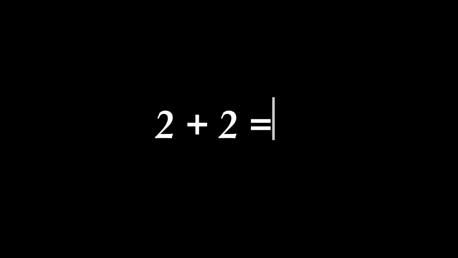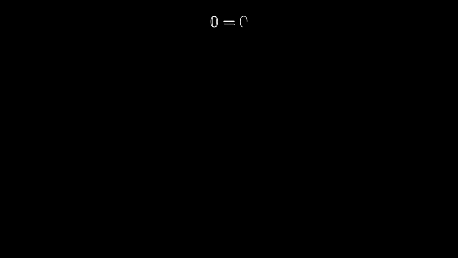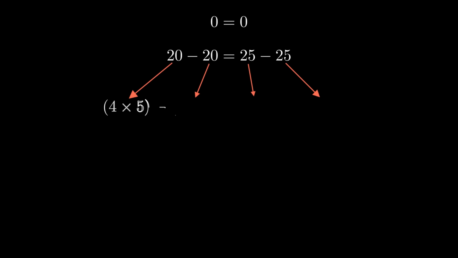2 plus 2 equals 5. Here is the proof. We start with 0 equals 0. From there, we can rewrite those zeros as 20 minus 20 on one side and 25 minus 25 on the other. It looks different, but the balance remains the same.